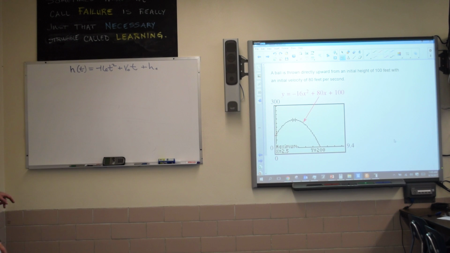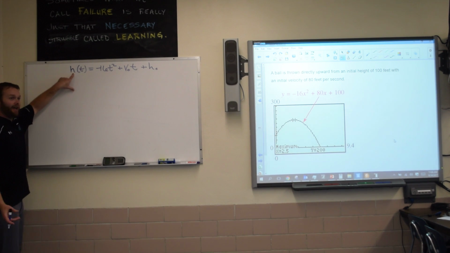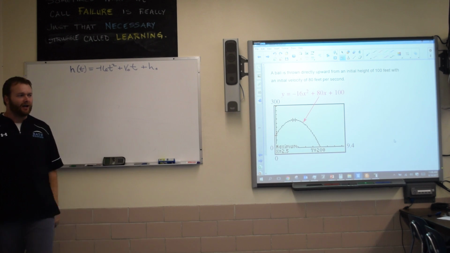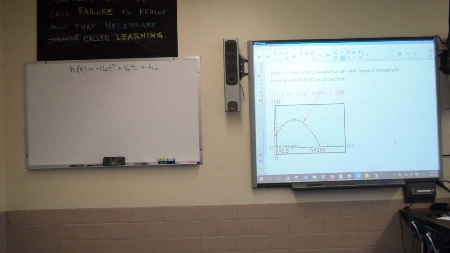Sometimes you'll see a textbook call this s instead of h, and over here instead of h they use an s, since s a lot of times refers to position instead of height. We're going to use h as much as we can. And that negative 16 comes from the acceleration due to gravity.